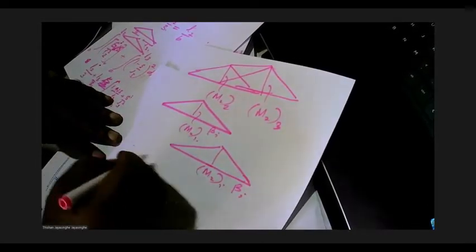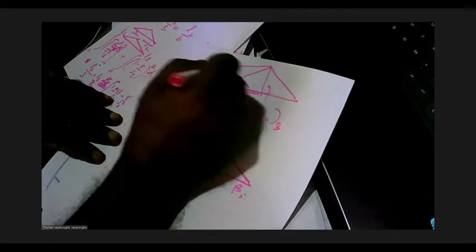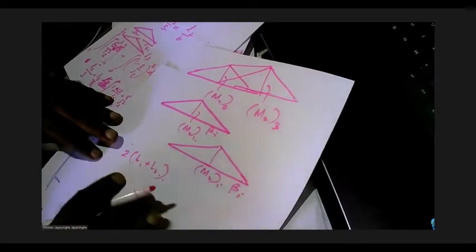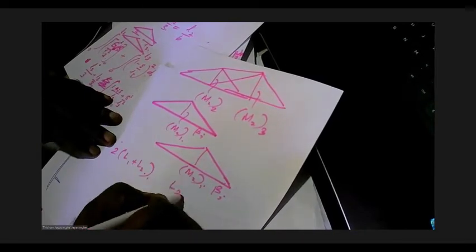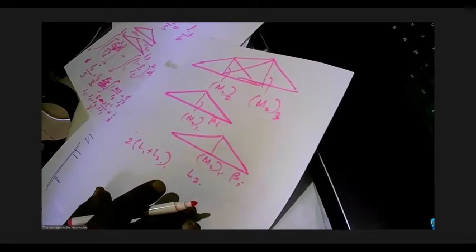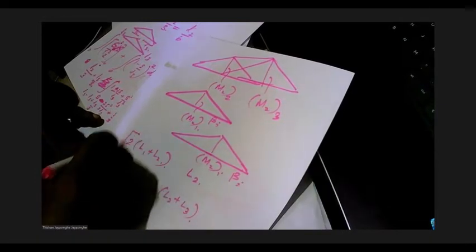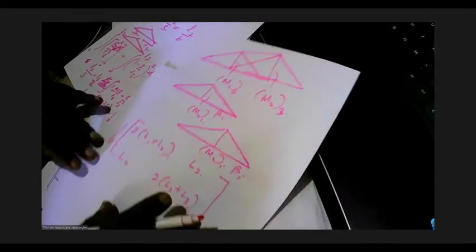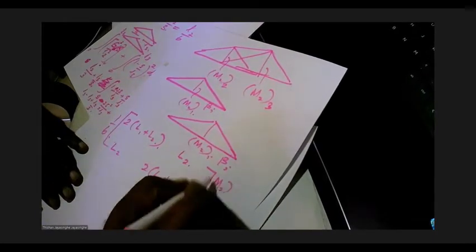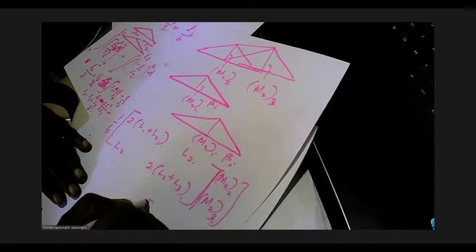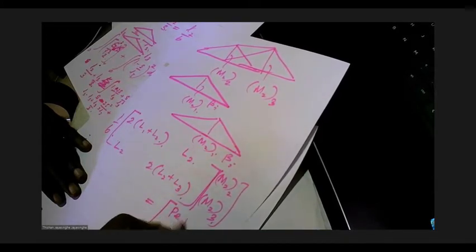So here you get these two are full triangles, so you get twice L1 plus L2, and here you get L2, and in the next term you get L2 here, here you get twice L2 plus L2, divided by 6, and M2 2, M2 3, is given by PE beta I dx integration.